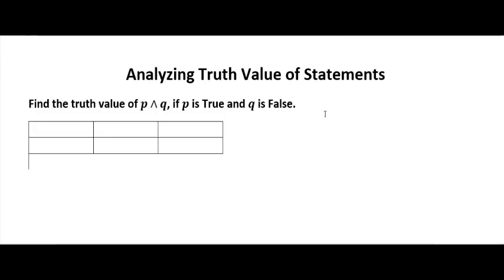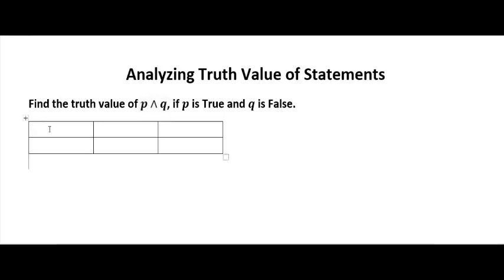Okay, now we're gonna talk about how to analyze the truth value of some statements. We're gonna begin with some easy statements, and then we're gonna explore more complex statements. We're gonna start first with a conjunction, an easy one.